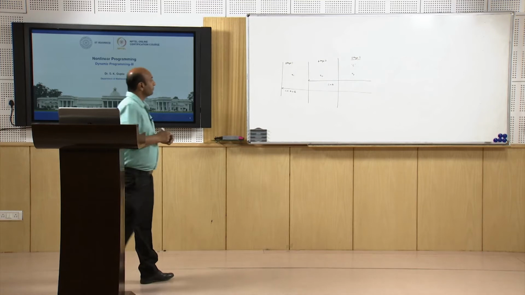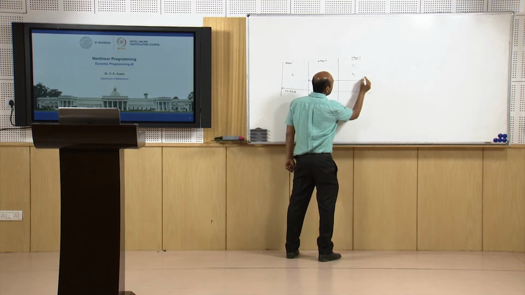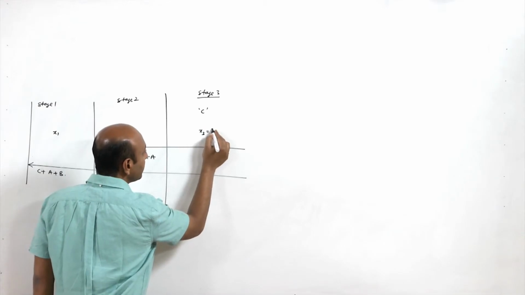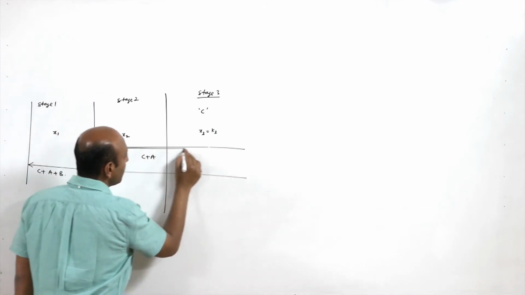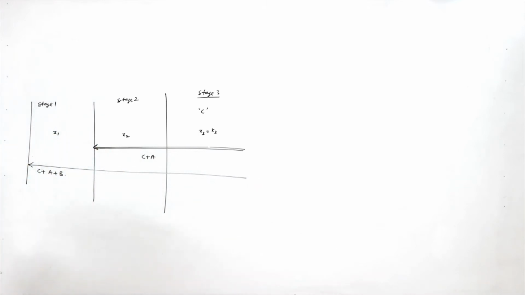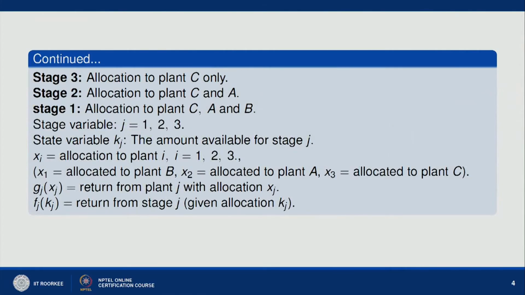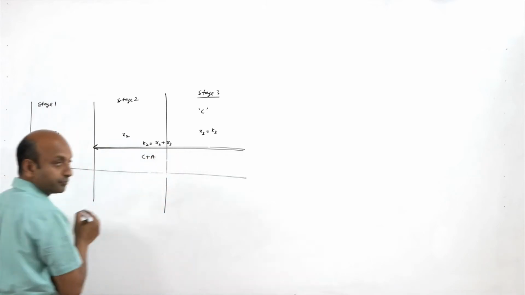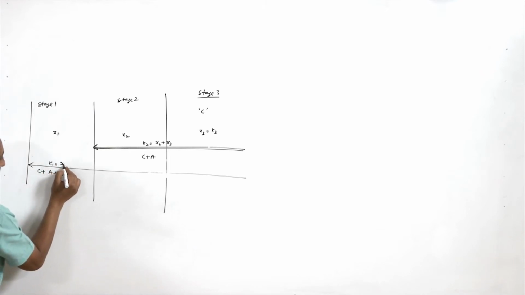And what is kj? Kj is the amount available to this stage. Now in this stage we have only variable x3, so that will be k3. Up to stage 2 we are calling the amount available k2, which involves C and A. So k2 is nothing but x2 plus x3. Now stage 1 means the amount available up to stage 1, which involves B also. So k1 is x1 plus x2 plus x3.